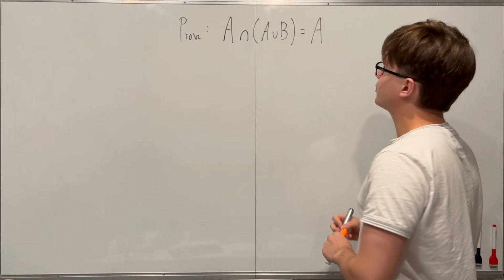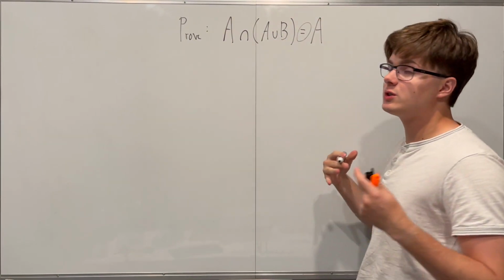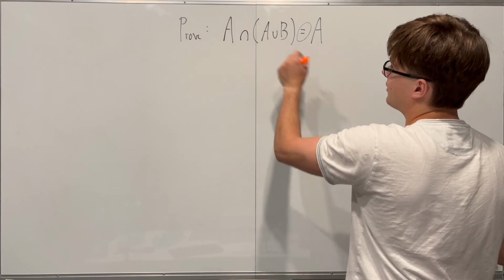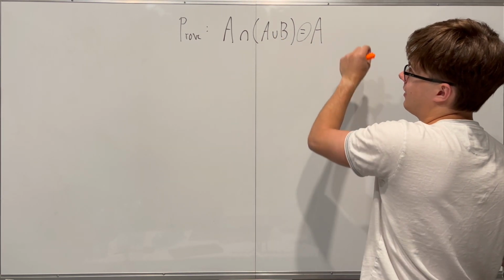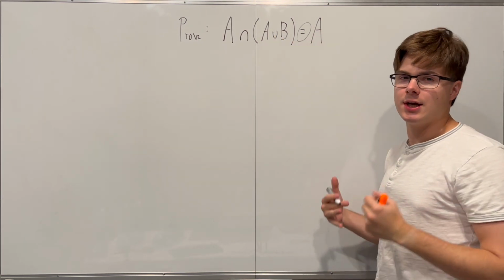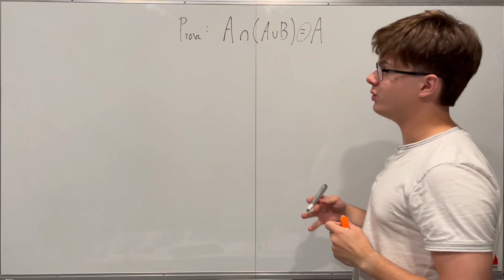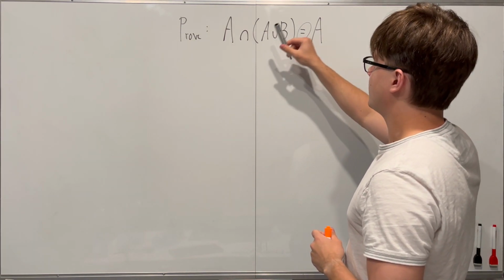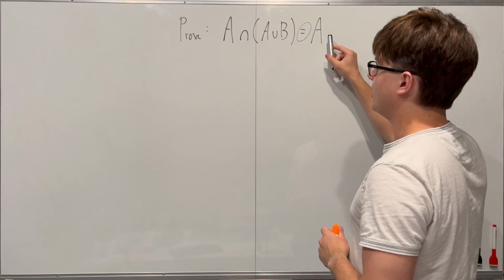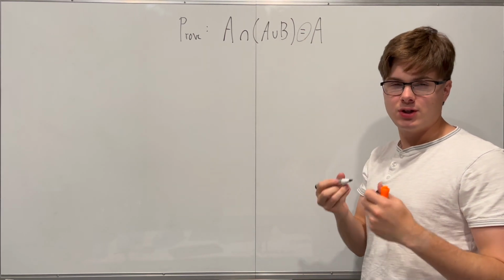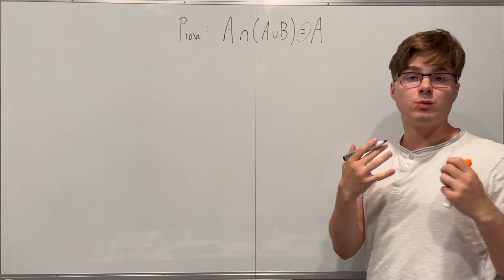So to prove this, we need to recognize this is going to be an equivalence, which means we have to prove that the left-hand side is a subset of the right-hand side and the right-hand side is a subset of the left-hand side. Why do we do this? Well, logically, we can say that everything here has to be here, and everything here must be there, right? That's what it means for two things to be equal, and that's exactly what a subset is.